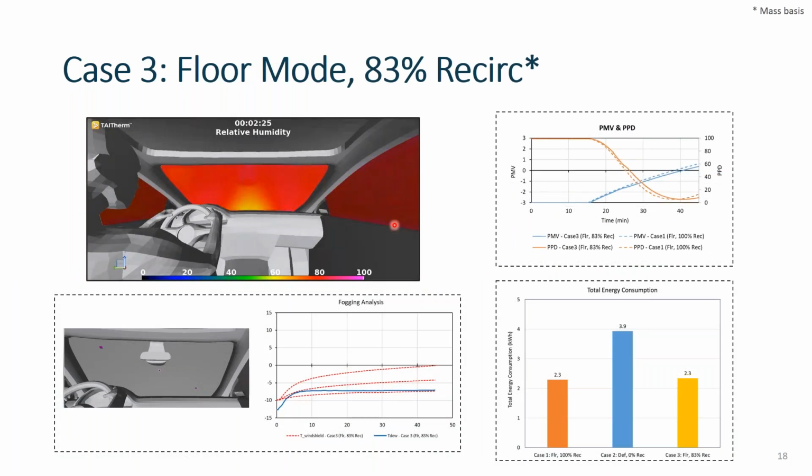Okay, that brings us to case 3. Case 3 is back to 100% floor mode and then 83% recirculation by mass. So we can start here with the fogging analysis, the fogging animation. So what we're looking at is for the first 5 minutes or so, we don't see much fogging on the windshield. After that, we do see some condensation, some fogging happening, more so on the exterior of the vehicle. We do still have a little bit of defrost vent flow coming in floor mode as well.